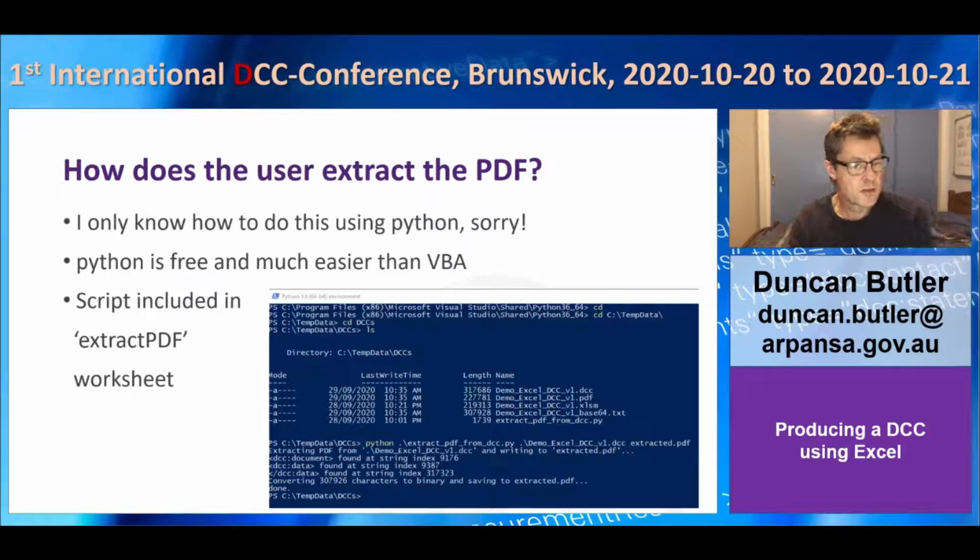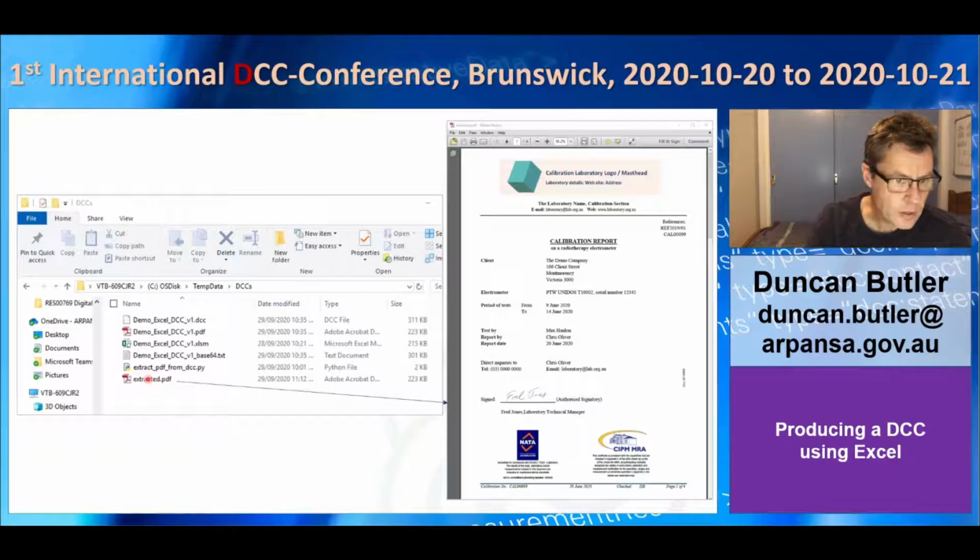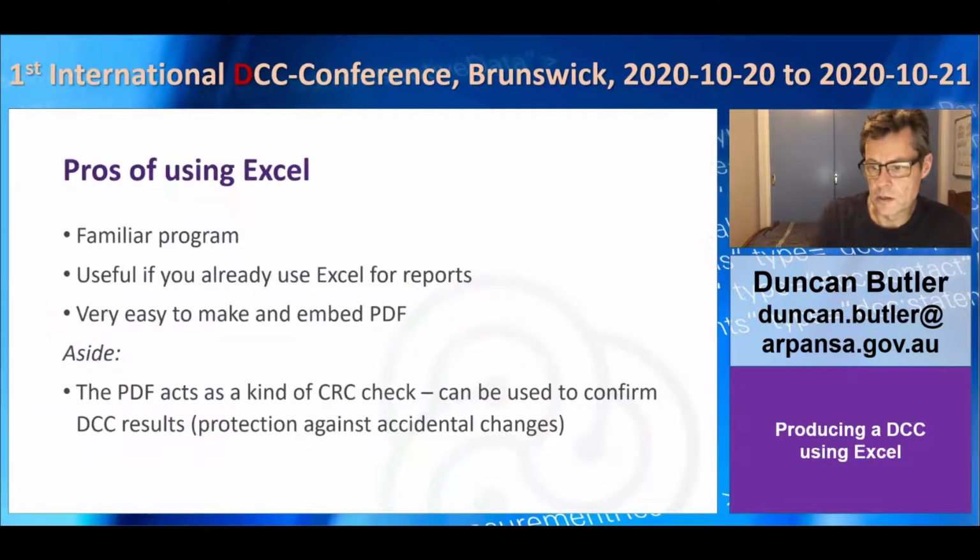Of course, the person receiving the DCC may not want to use it directly. They might be old school and they want to see the PDF, in which case they have to extract it. And I'm sorry, I couldn't get it to work in Excel. I'm sure it's possible, but I tried for a while, and I just went to using Python because it's very easy in Python. And I've included the Python script on the last tab of the worksheet. Here's an example of it. You just type Python, the script name, the DCC name, and the extracted PDF. And it produces this, and you can see it's the same size as the original one that was used to create the DCC. And if you open it, it looks like a PDF calibration certificate.